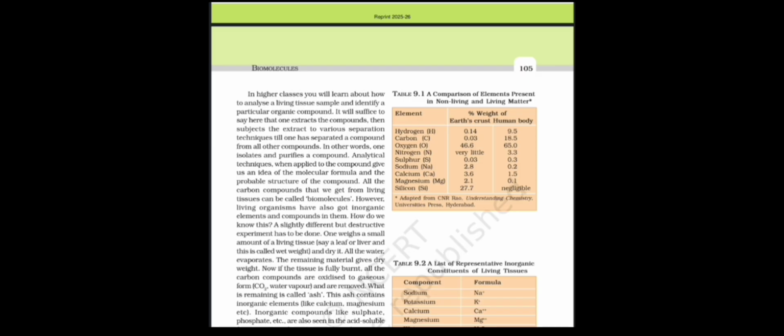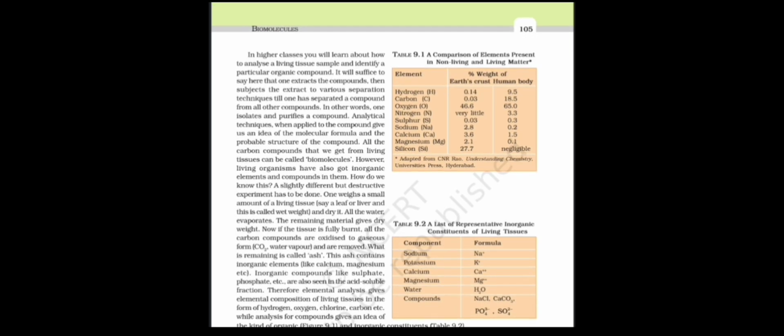Now, if the tissue is fully burnt, all the carbon compounds are oxidized to gaseous form, CO2 and water vapor, and are removed. What is remaining is called ash. This ash contains inorganic elements like calcium, magnesium, etc. Inorganic compounds like sulfate, phosphate, etc. are also seen in the acid soluble fraction. Therefore, elemental analysis gives elemental composition of living tissues in the form of hydrogen, oxygen, chlorine, carbon, etc.